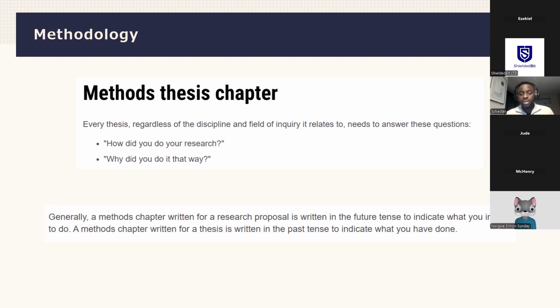Generally, a methods chapter written for a research proposal is written in the future tense. For the course where you'll be told to write a research proposal, you'll be writing like, we will do this. But for your thesis, you are writing what you have done, so you're writing in past tense. I did this, we did this, using this, this was done. But if it's a research proposal, you're saying we will do it like this. So know the difference. For your thesis, past tense. For a research proposal that you may already be writing now, write in future tense.